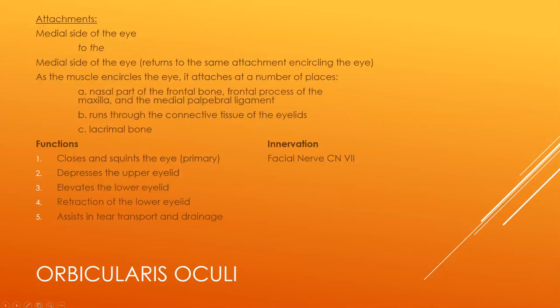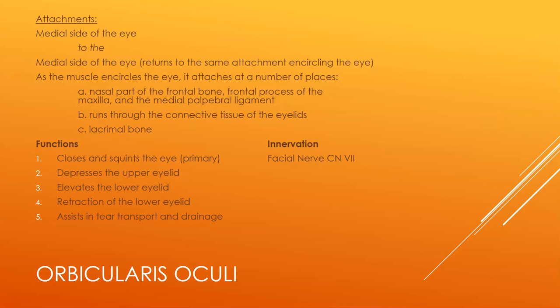So as the muscle encircles the eye, it attaches at a number of places: a nasal part of the frontal bone, the frontal process of the maxilla, which is the upper jaw or the upper teeth, and the medial palpebral ligament. The second attachment, it runs through the connective tissue of the eyelids, which makes sense because it affects them. And the third is it attaches to a bone called the lacrimal bone, which we'll be taking next week in the skull lectures. Its function is to close and squint the eye.